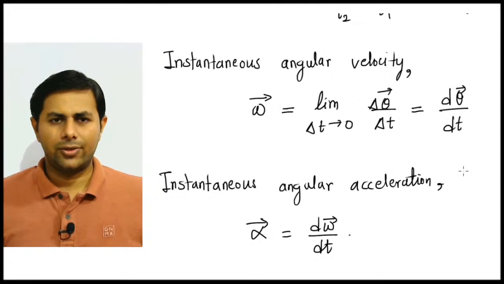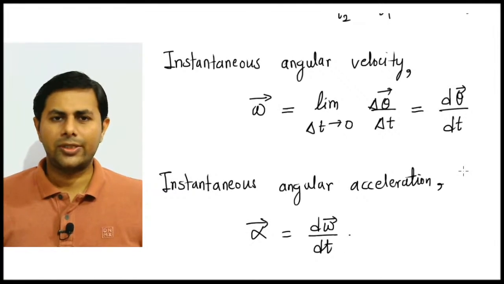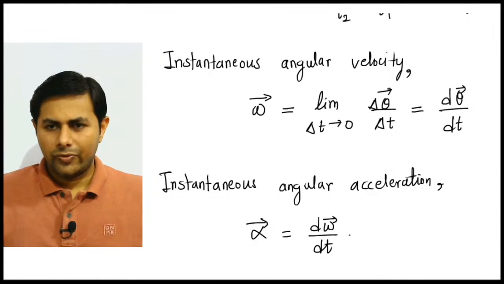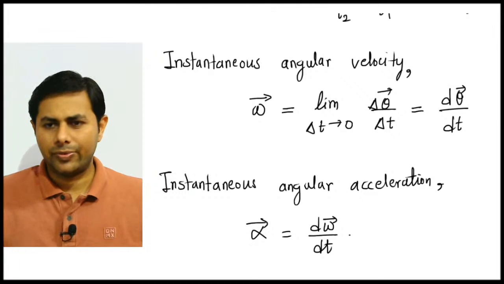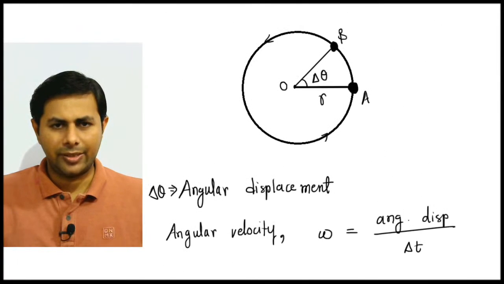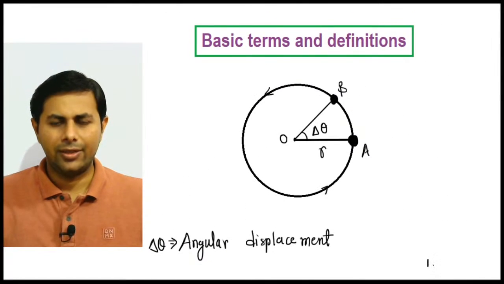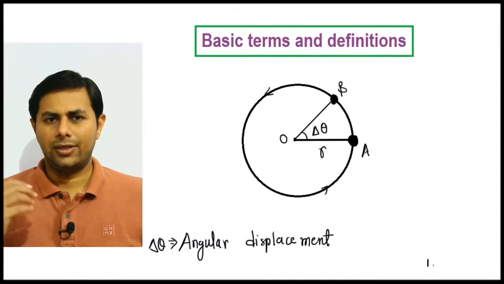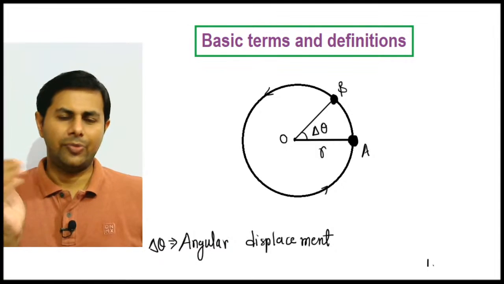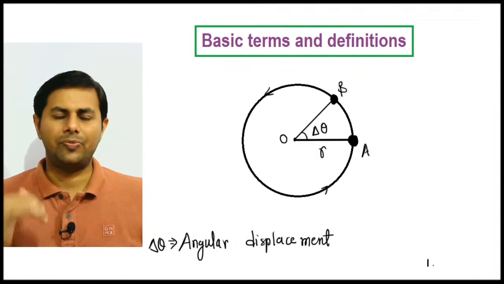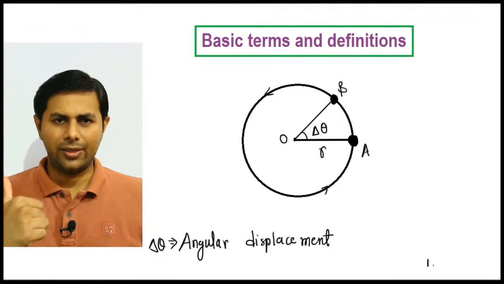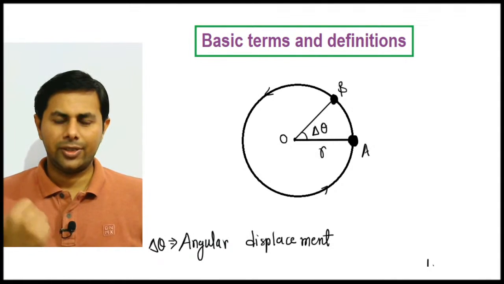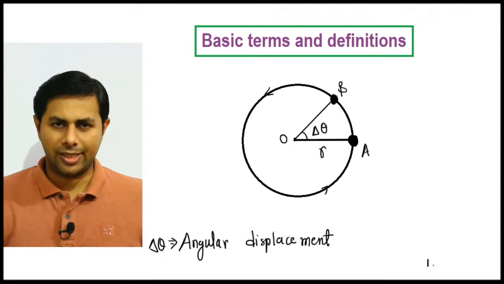Okay, so this is about angular velocity and angular acceleration. Now we said that the direction of the angular displacement is given by right hand thumb rule. So right hand thumb rule is, take your right hand, curl the fingers of your right hand in direction of motion of the object along the circle and stretch your thumb. Okay, so your stretched thumb gives you the direction of angular displacement.